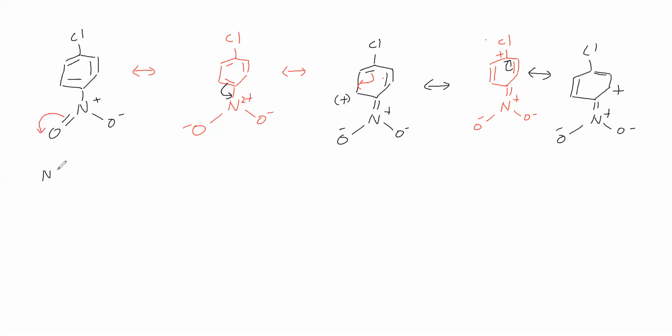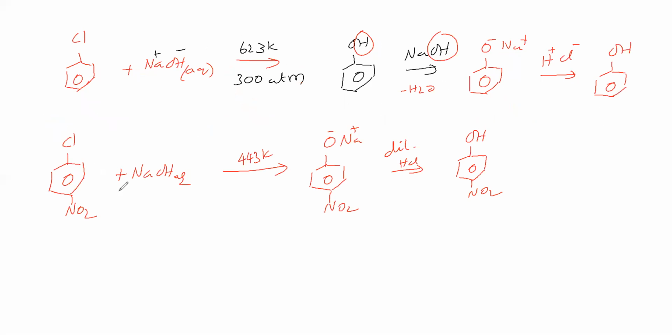So this NO2 group is acting as an electron withdrawing group. Because of this electron withdrawing group, this position is getting positive charge. This carbon is getting positive charge. With respect to the NO2 group, the ortho carbon gets positive charge. With respect to this, the para carbon gets positive charge. With respect to this, the ortho carbon gets positive charge. So due to the NO2 group, the ortho and para carbons get positive charges because NO2 group is an electron withdrawing group.